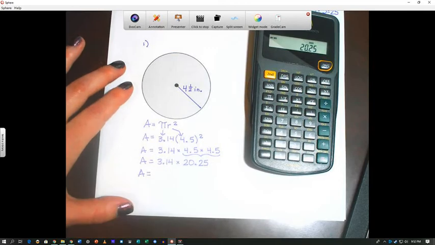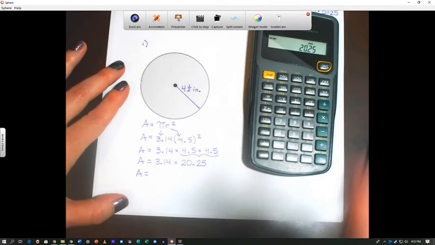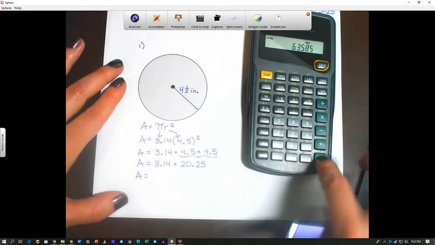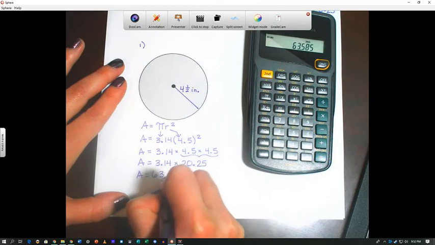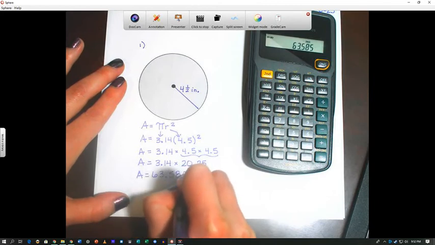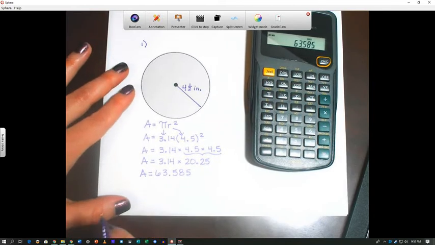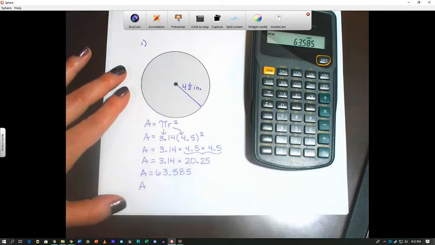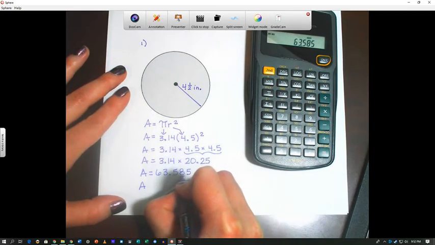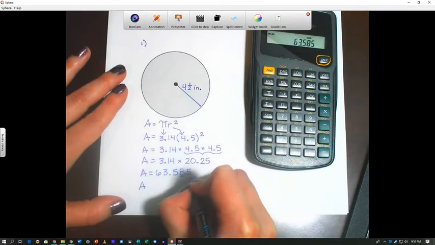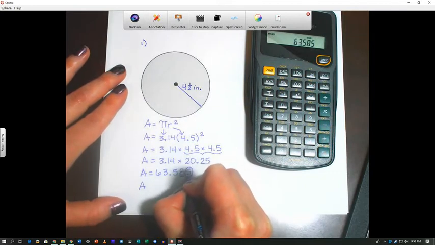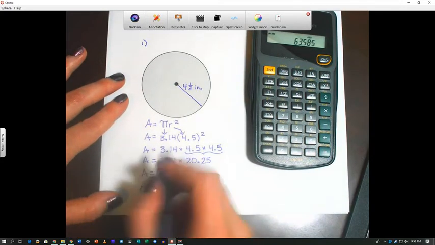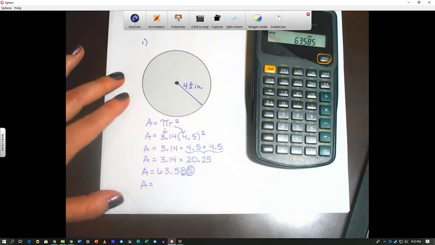If I take that and multiply it by 3.14, you don't need to clear your calculator, I get 63.585. And a lot of times what we are going to do is round the area to the nearest hundredth. And so then the hundredths place value is right here. There's an 8 in the hundredths place value. If we look to the right, that digit is a 5. Remember, if it's 5 or more, we're going to round this number up. We're going to round the 8 in the hundredths place value up to a 9.